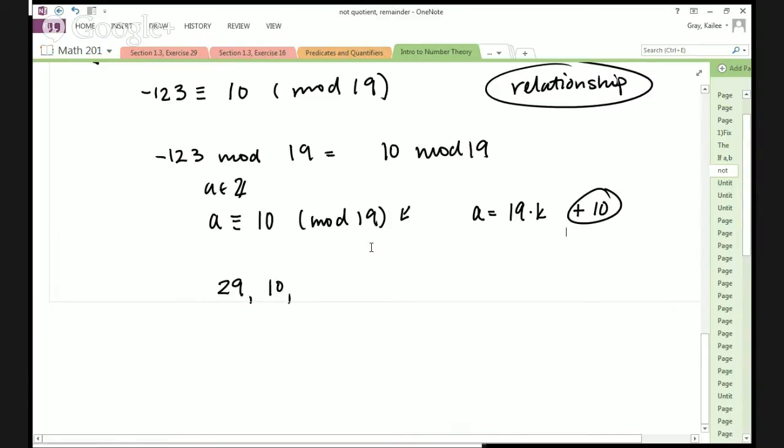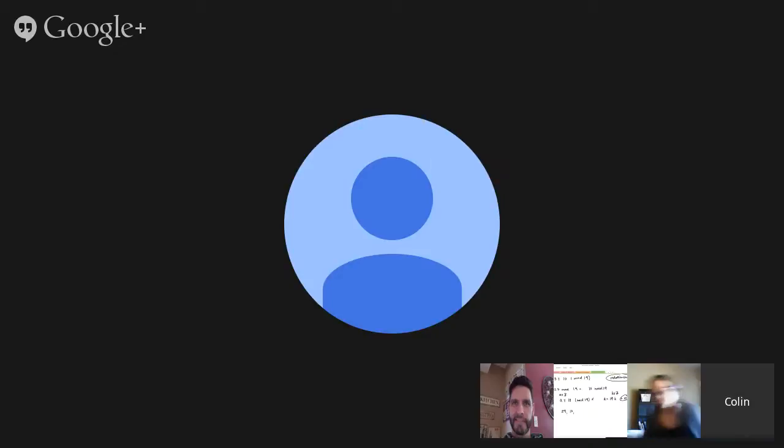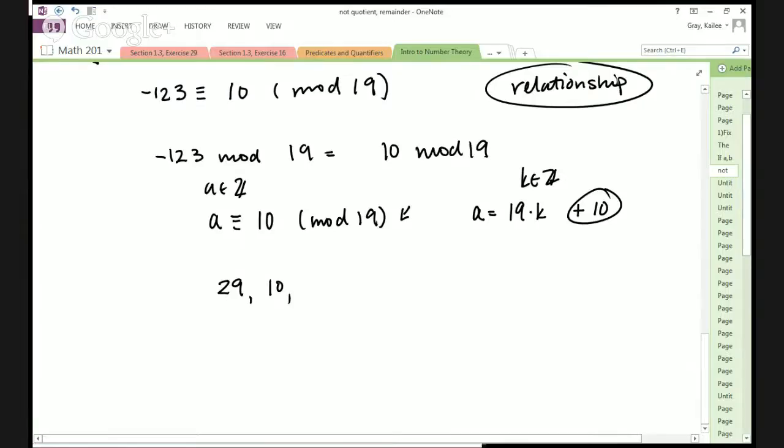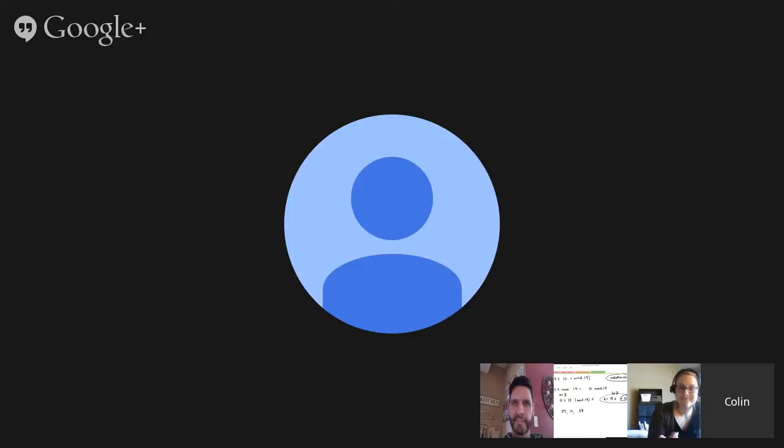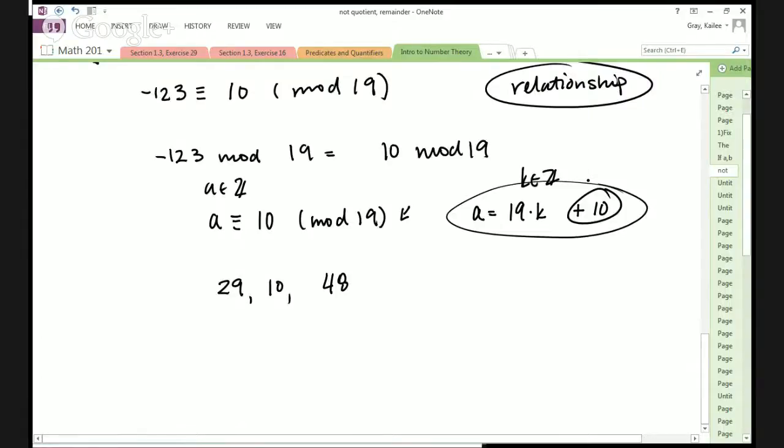So anyone have another value that a might be? 48. Okay, let's see. Can you talk me through? Yes. Okay, good. Because look, actually, this equation generates all of our possible a's. That is exactly what I just did. Good. I just put in 2.